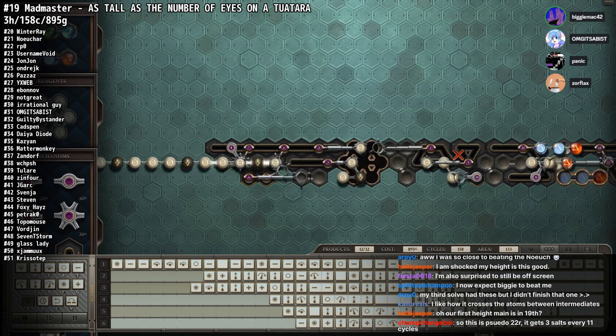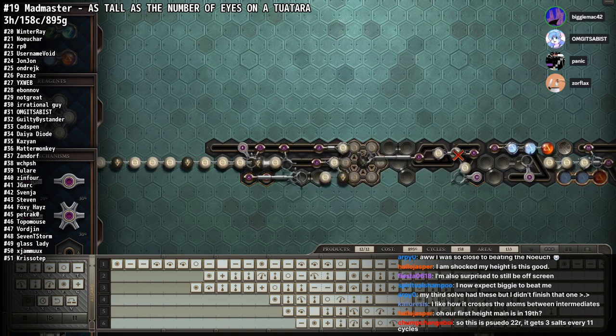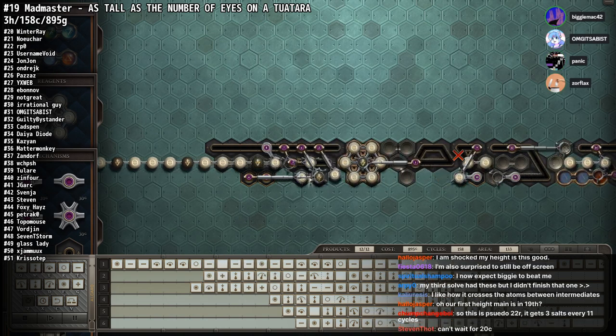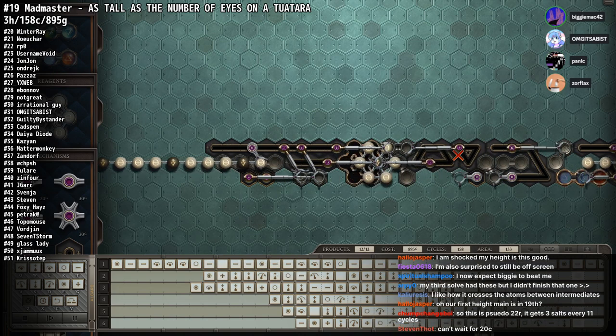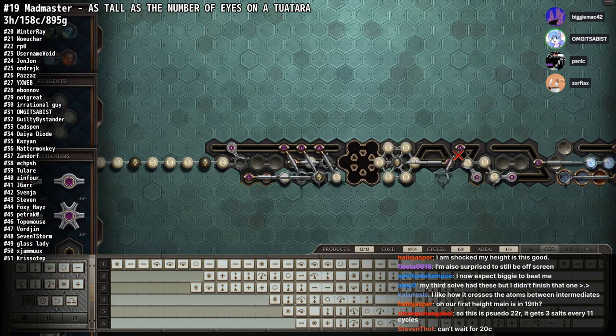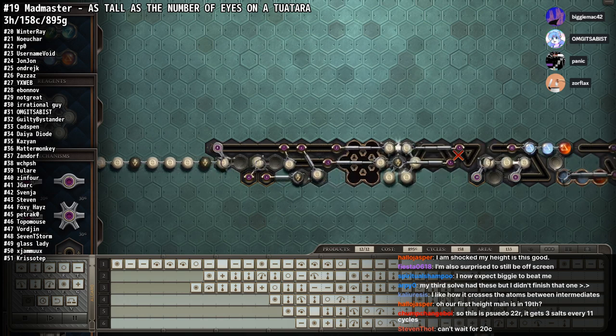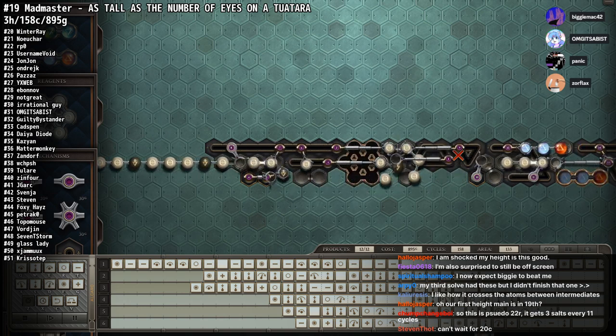This one is taking it every 11, but it is getting pseudo-22R out of it. I think the utility of Rs in the 20s is not going to last. Because then you get the peel pull technique, which probably is going to go even faster. We shall see.